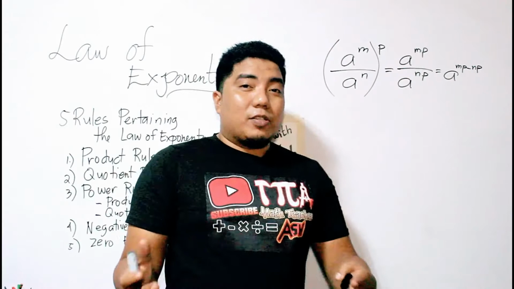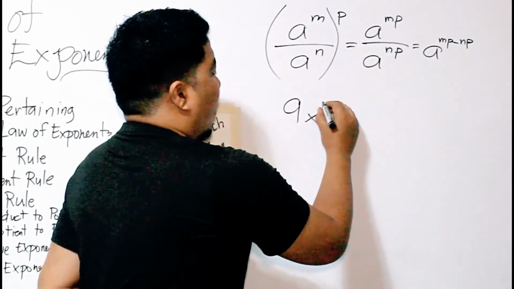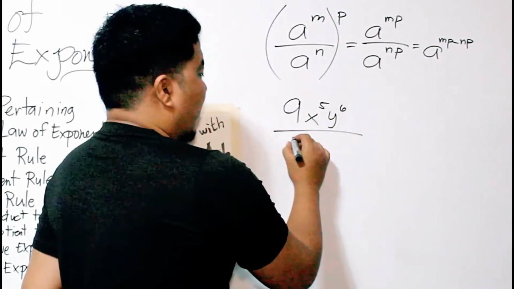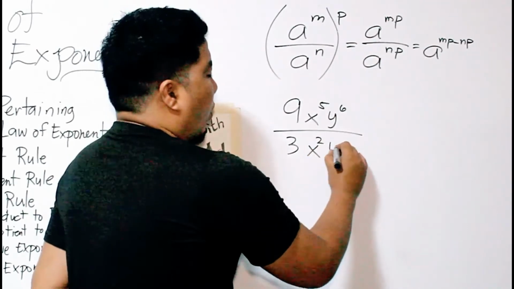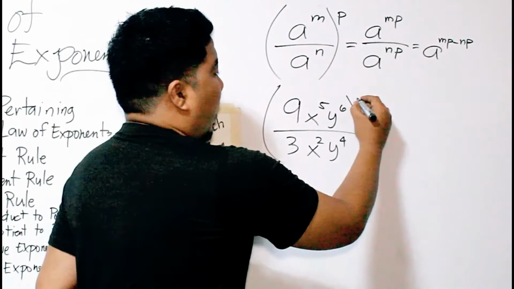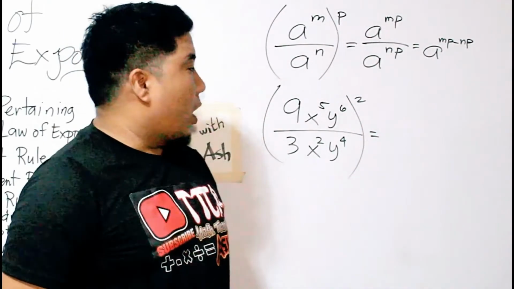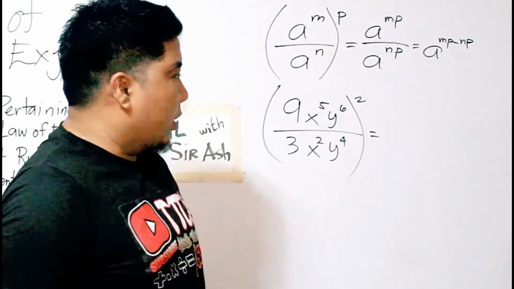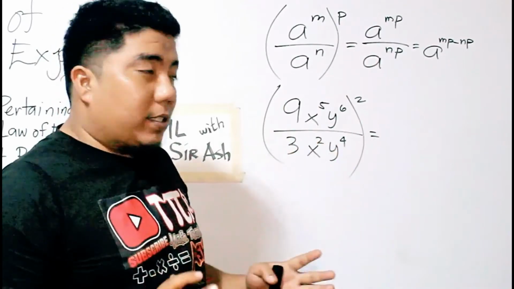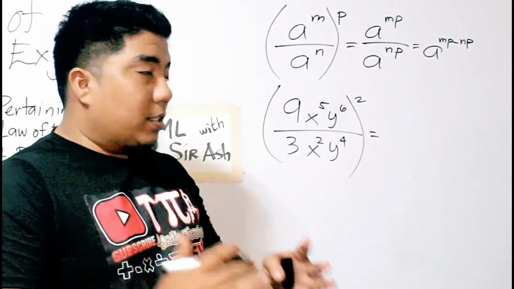Easy, right? So let's consider an example. Let's say we have 9x to the power of 5 y to the 6th over 3x squared y to the fourth, and this whole expression is raised to the second power. So how do you simplify this one? There are two ways. You can simplify first what is inside the parentheses, or you can apply the power rule. Either way, the answer is still the same.